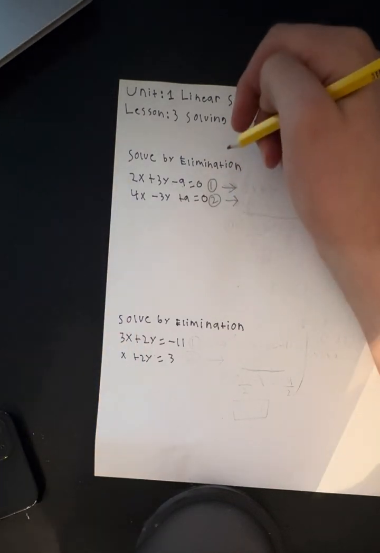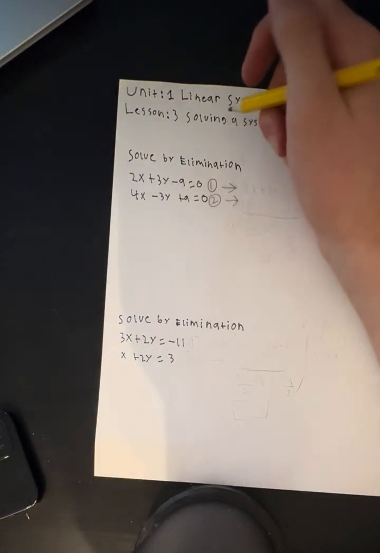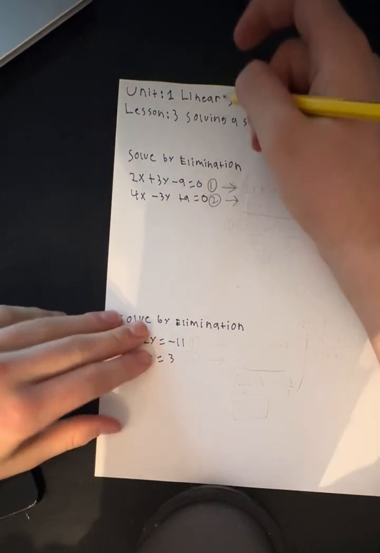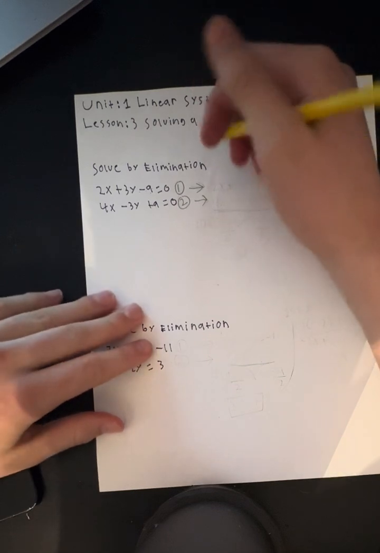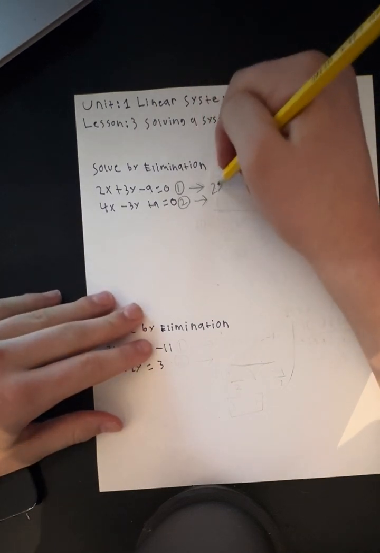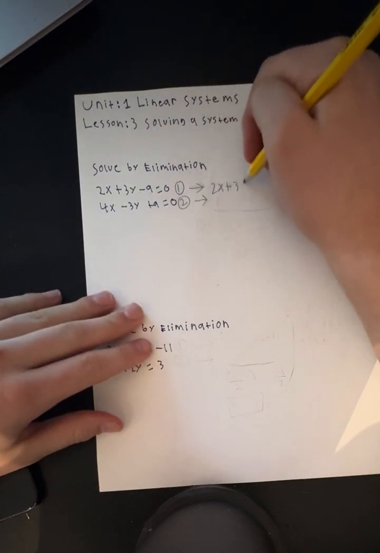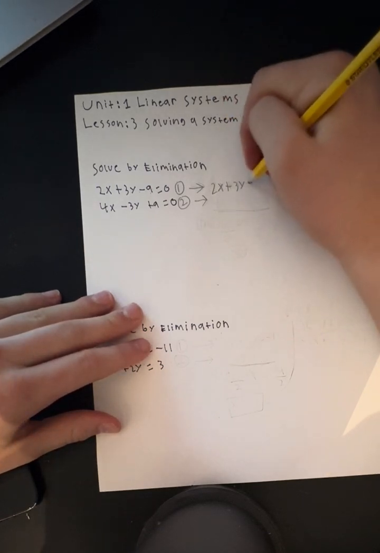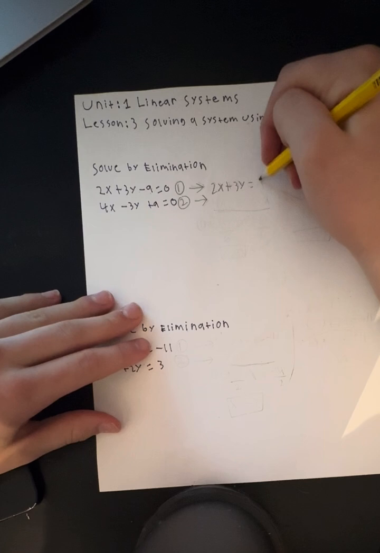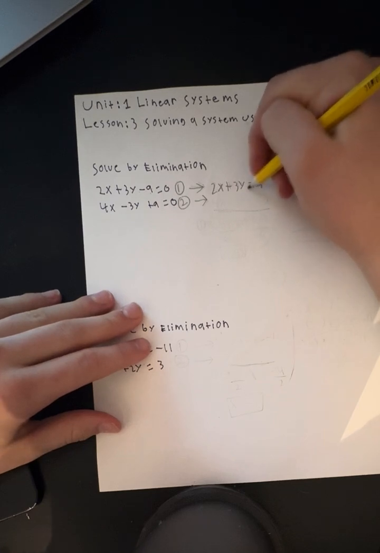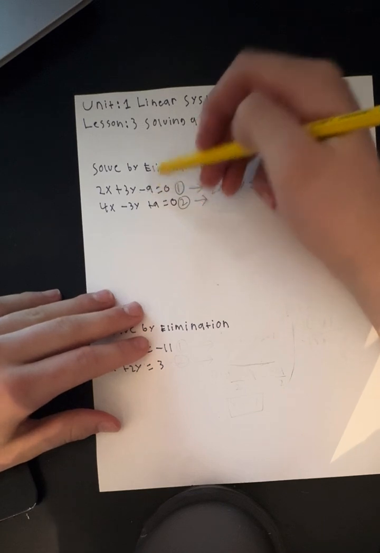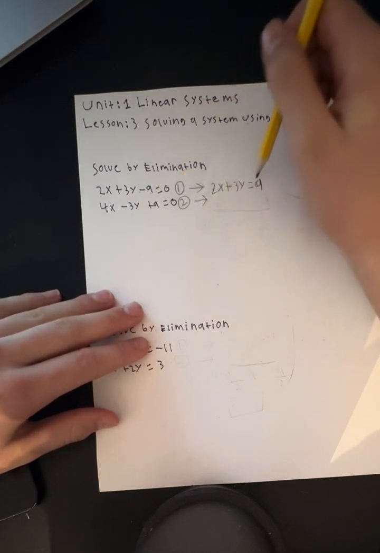So our first step in solving a linear system by elimination is lining up variable terms on the left and constant terms on the right. I'll do that now. 2x plus 3y will be on the left side because those are my variable terms, equals 9, which is my constant term, so it will be on the right side. And I just moved -9 over the equal sign to get +9.